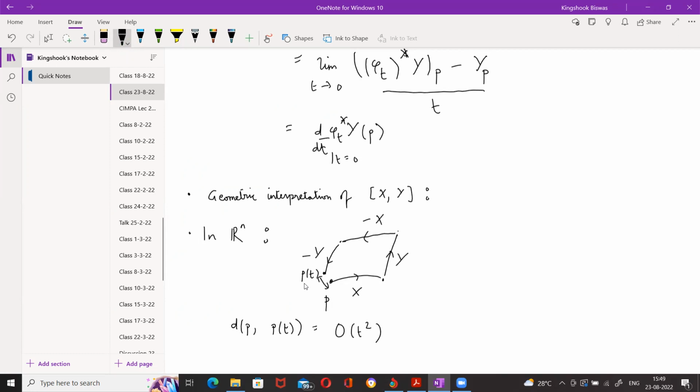So it's a bit smaller than you would expect. That's because there's first order cancellation coming from going in the direction of X and minus X. That leads to a first order cancellation. What remains is a second order term. And so what I can look at is the following limit, P of t minus P, now instead of dividing by t, I divide by t squared, and I take the limit as t tends to 0.